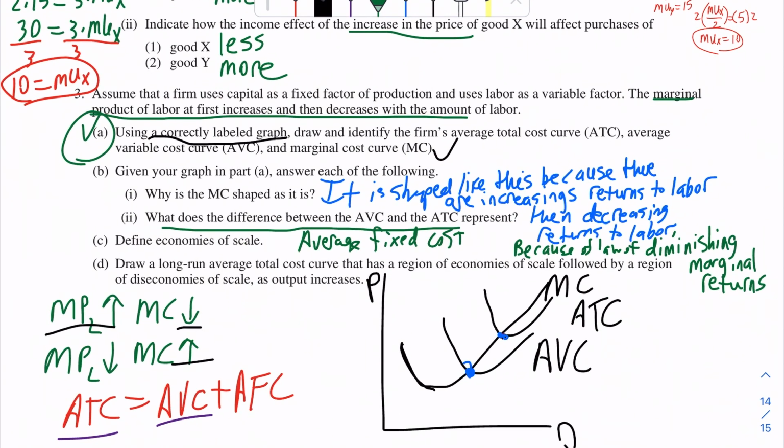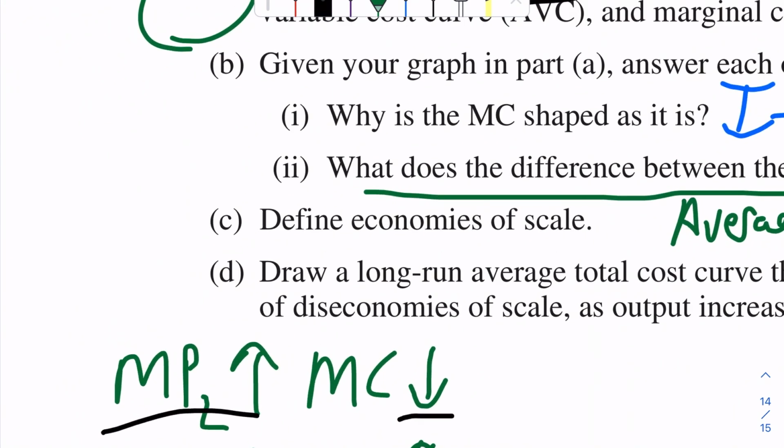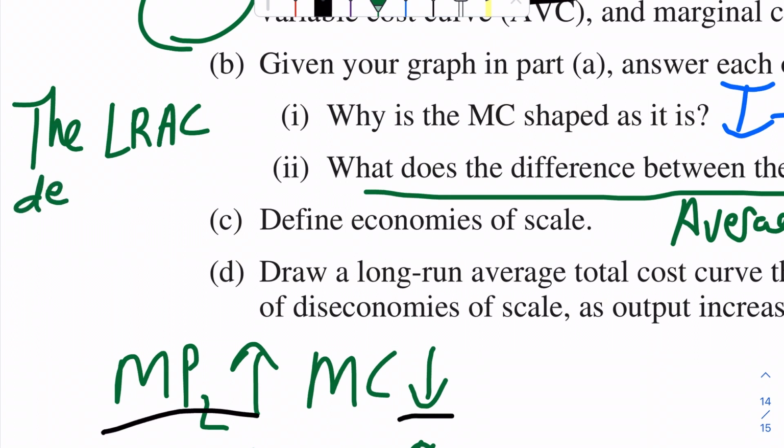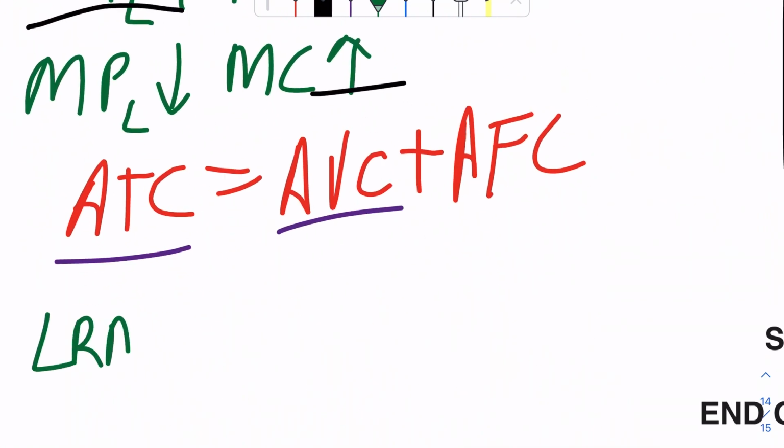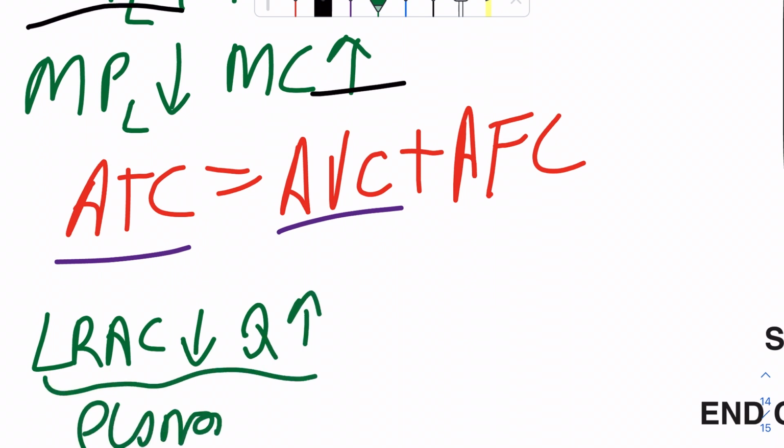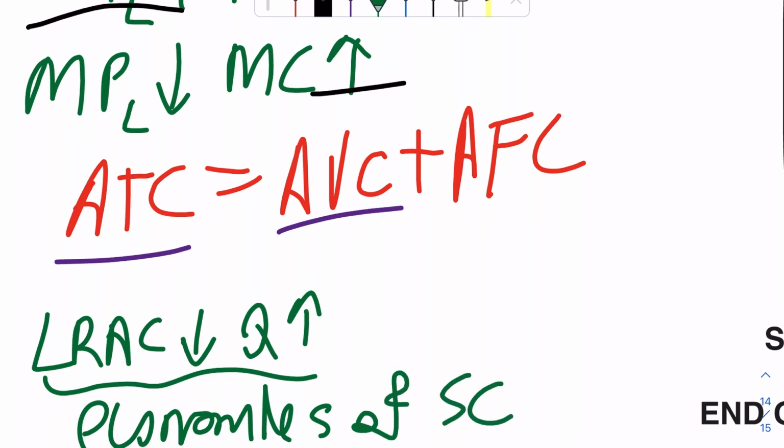C, define economies of scale. All we have to say is that the long run average cost decreases as a firm increases output. Because remember, that's economies of scale. Long run average cost goes down as your quantity goes up. This is economies of scale.